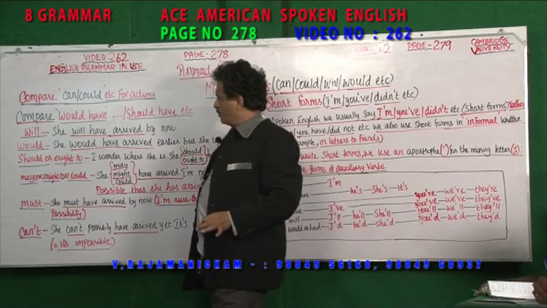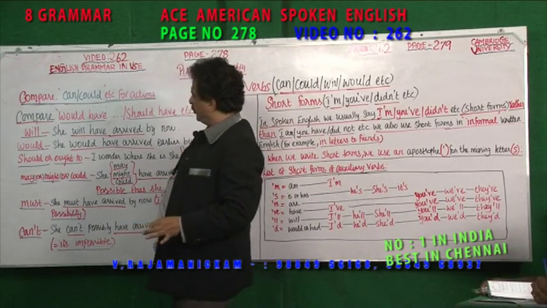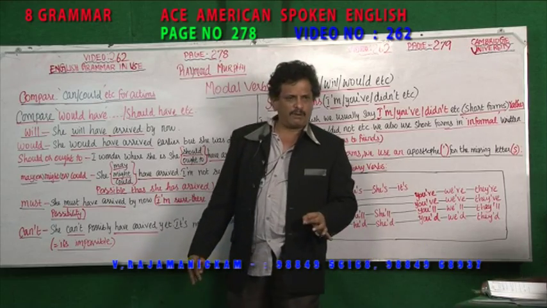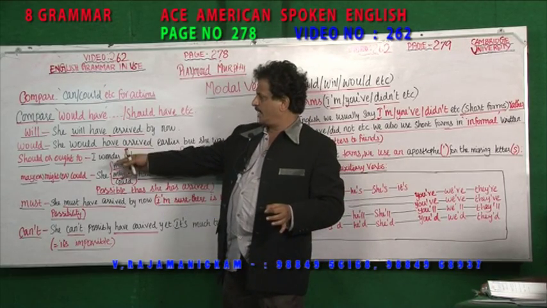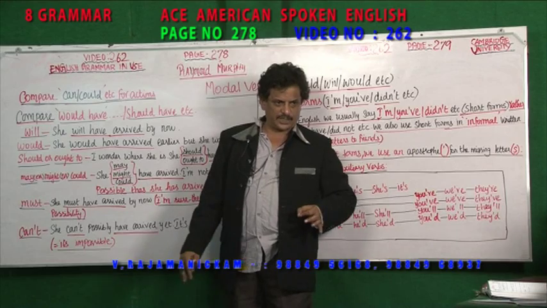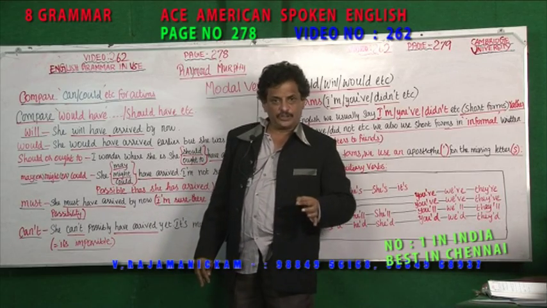There you are using these modal verbs. It can go for future. It also can go for past. Could have, should have. Then you are using the past participle. Could have gone, should have gone.